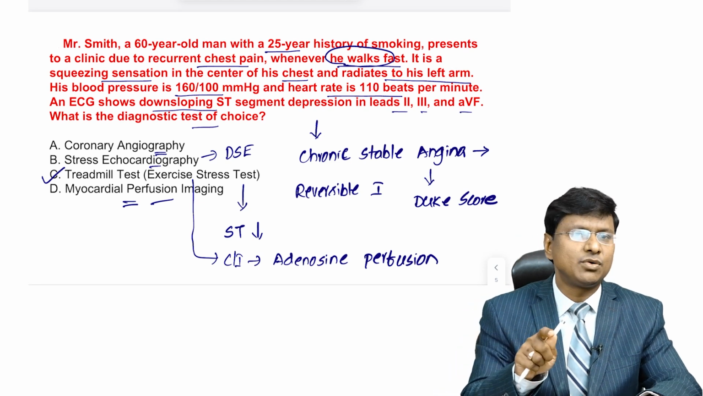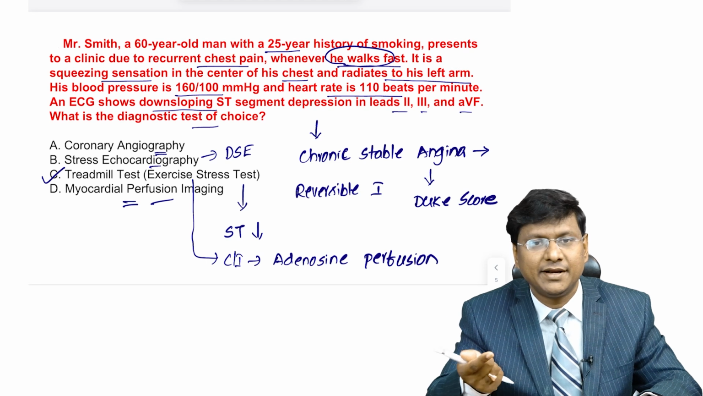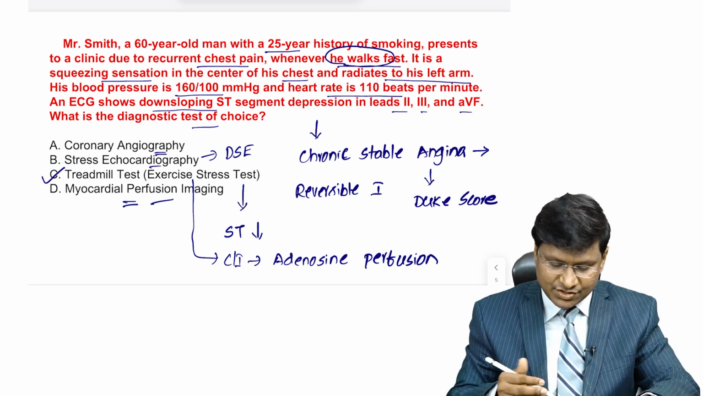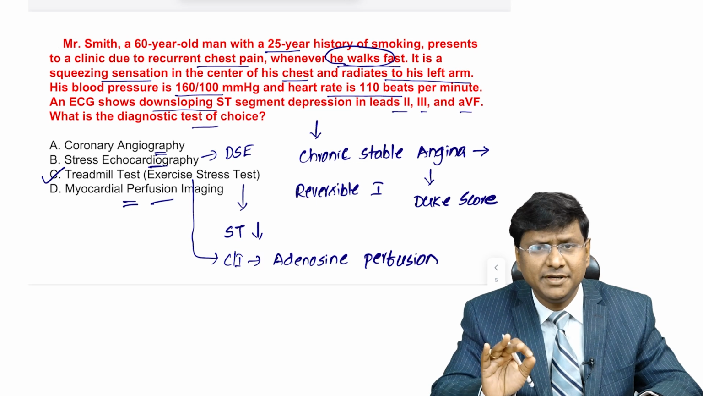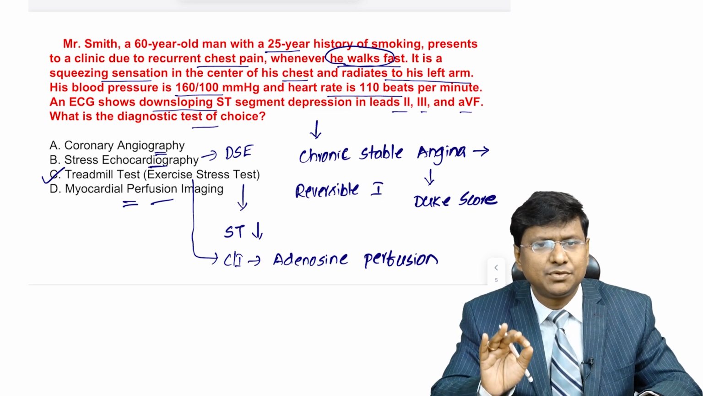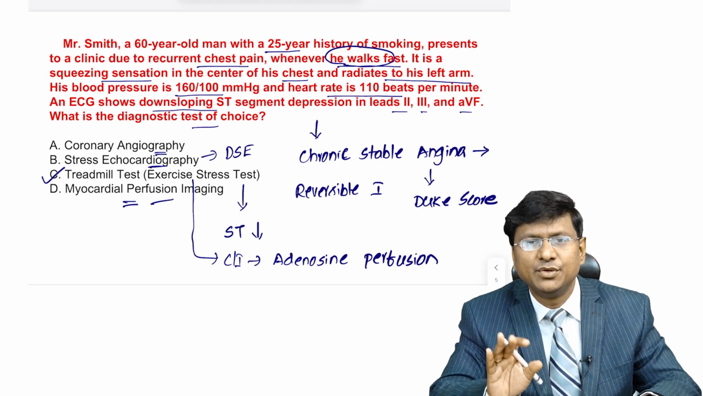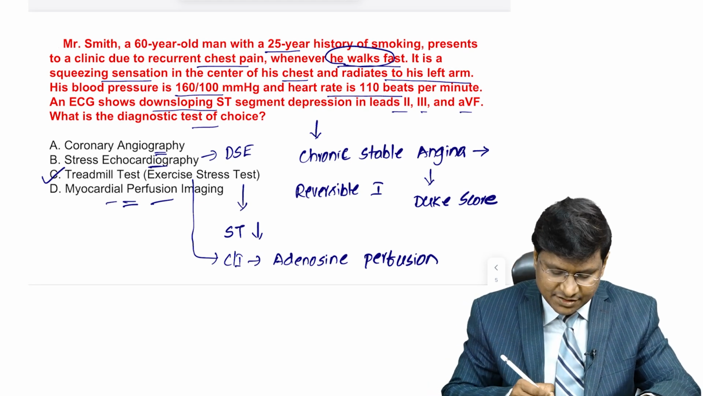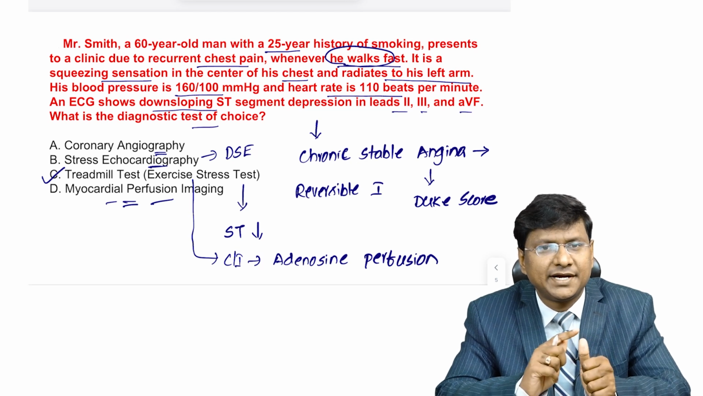Once you do a coronary angiography, it is definitive that there is a blockade and the patient may require angioplasty. Stress echocardiography, as I have said, is done with the help of dobutamine. When the individual cannot exercise on a treadmill, then we do the stress echocardiography, right? And myocardial perfusion imaging is done by using radioactive tracers.